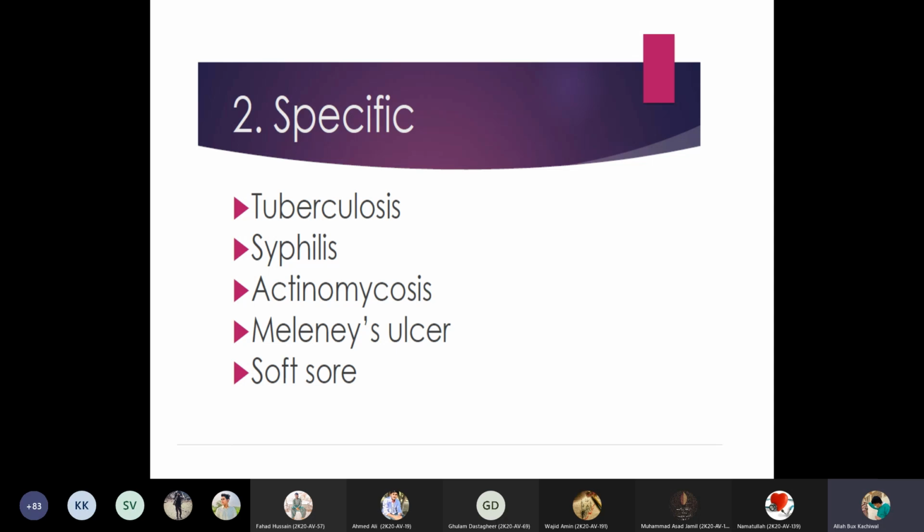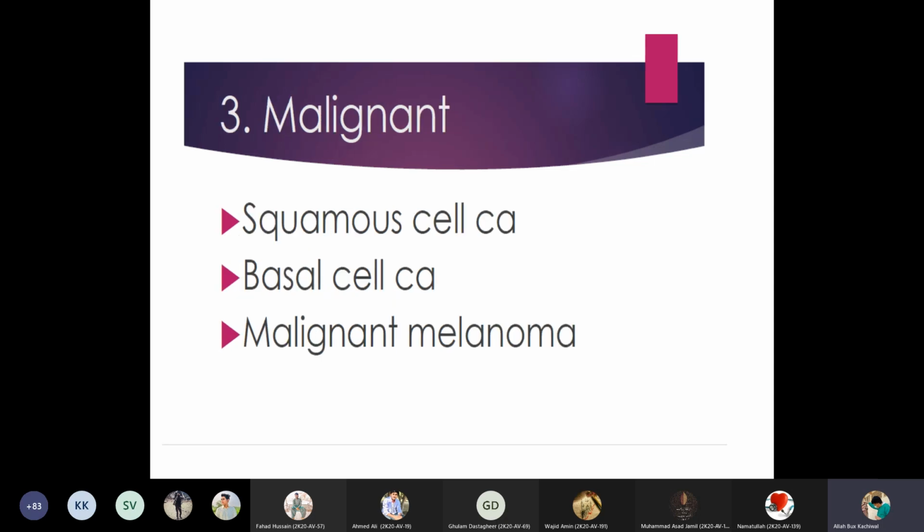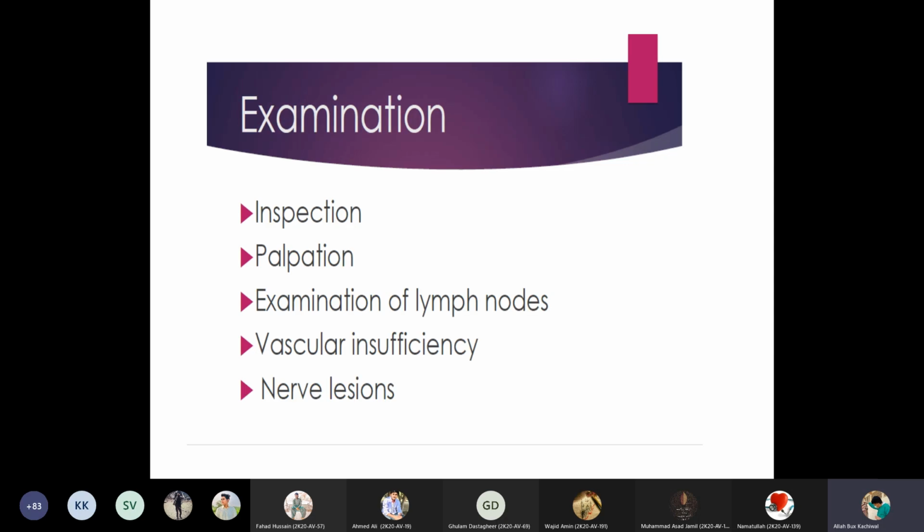The specific ulcers may be due to tuberculosis, syphilis, actinomycosis, or soft sore. The malignant ulcers include squamous cell carcinoma, basal cell carcinoma, and malignant melanoma. So these are the three types of malignant tumors which may lead towards ulcers. So this is a neoplastic ulcer, which may arise from the neoplasia.